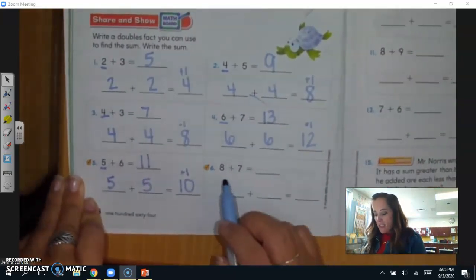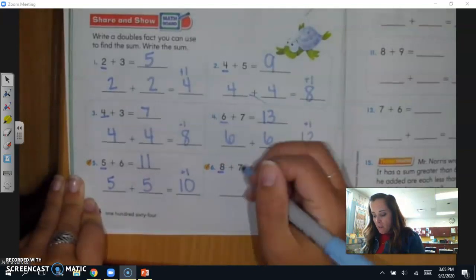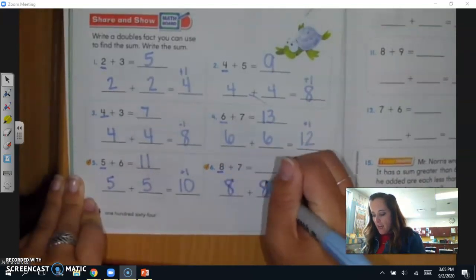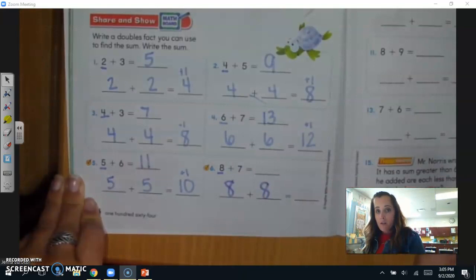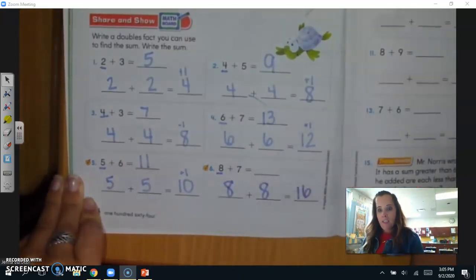Over here for number 6, 8 plus 7 equals what? So I'm going to underline that first number. Make my double. 8 plus 8 equals 16. I hope some of you are super good at your doubles facts.